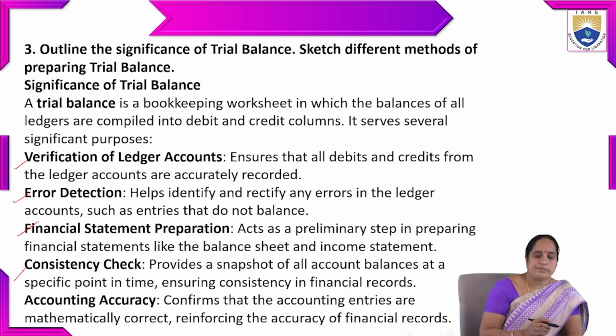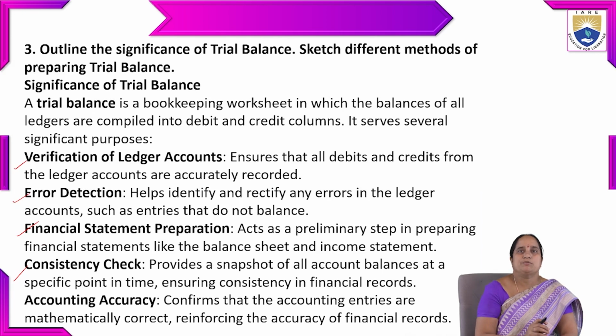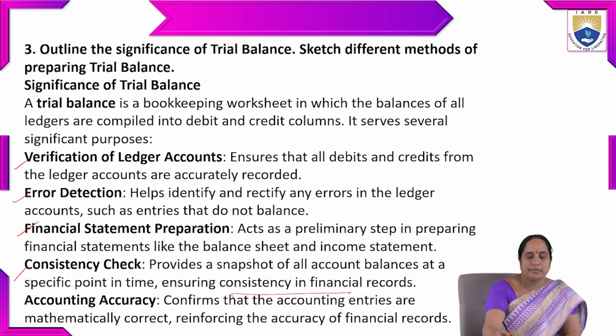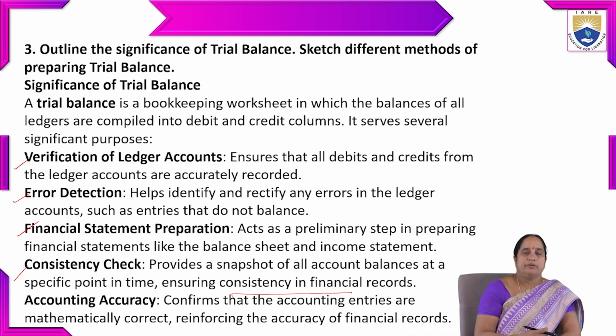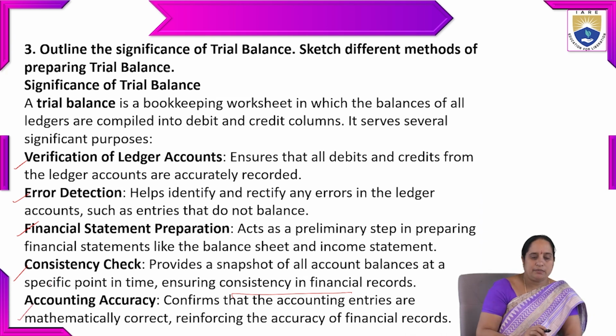Then consistency check. It provides a snapshot of all account balances at a specific point in time, ensuring consistency in financial records. It means that they record the day-to-day transactions in chronological order, and the same transactions should be posted into various ledgers. Then accounting accuracy. It confirms that the accounting entries are mathematically correct, reinforcing the accuracy of financial records.